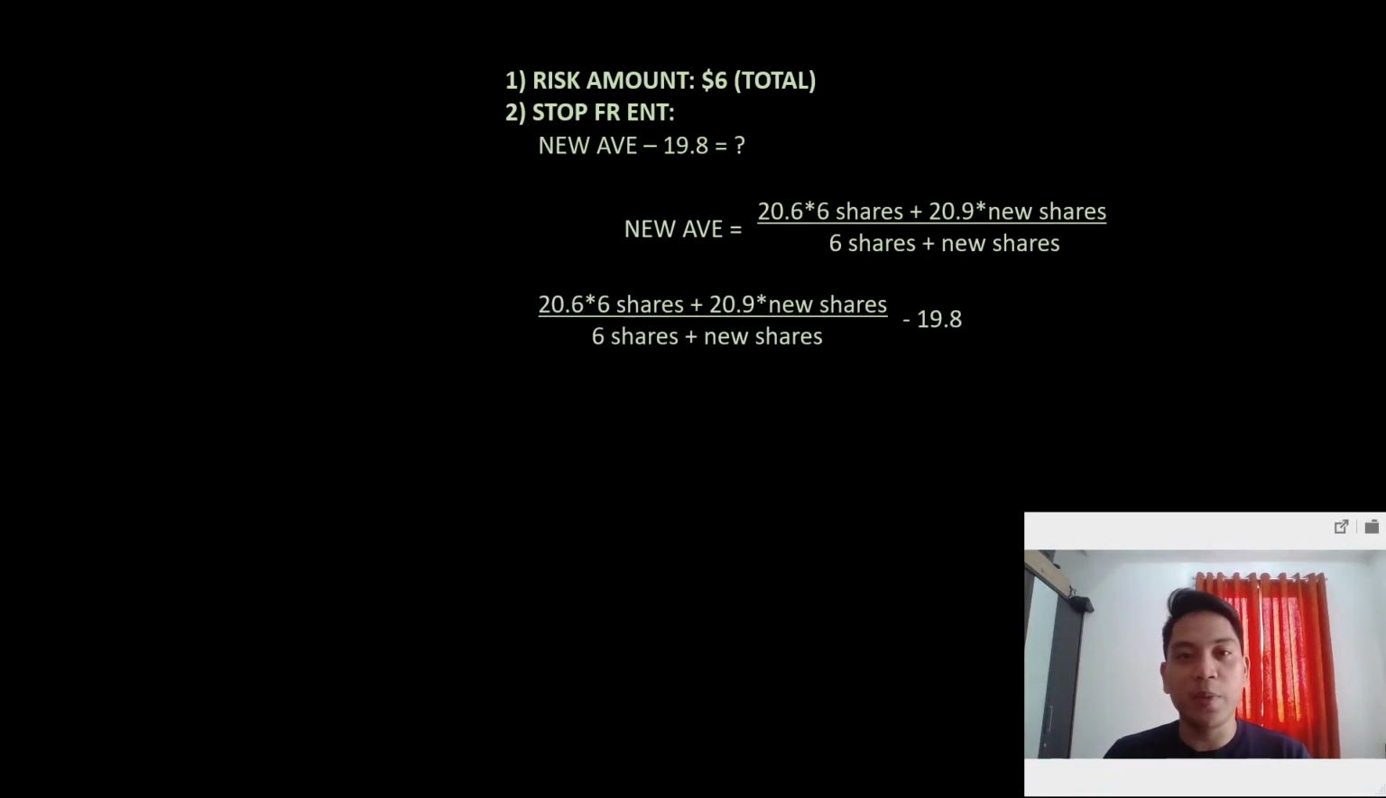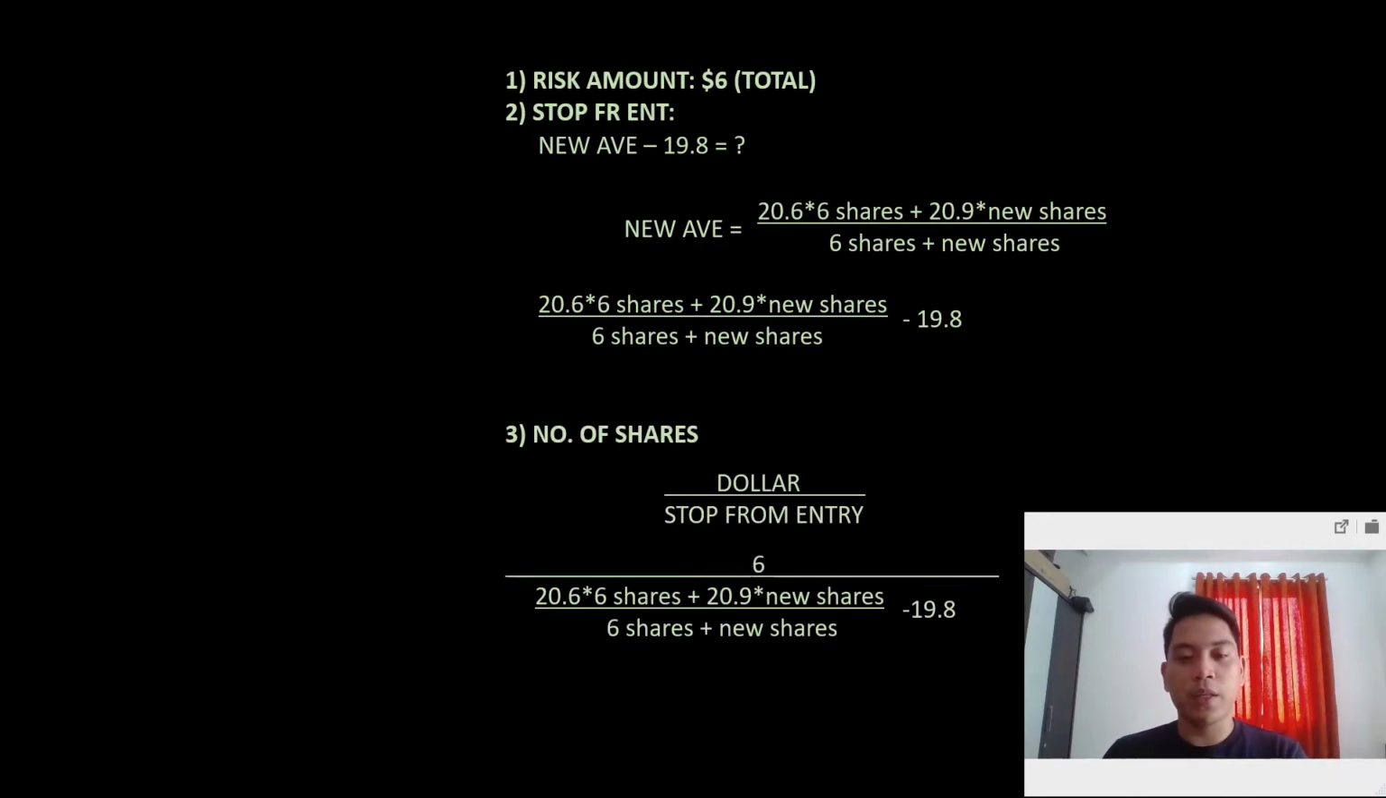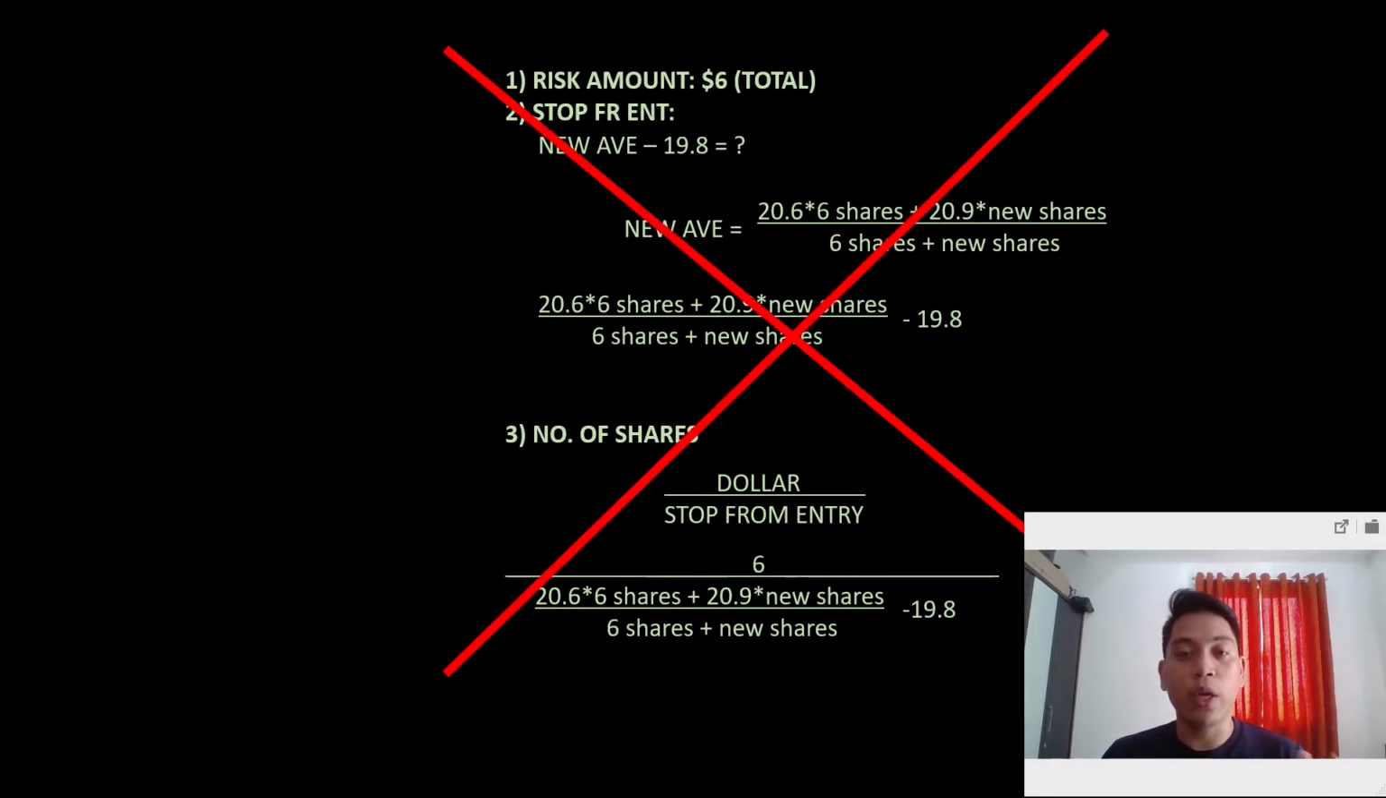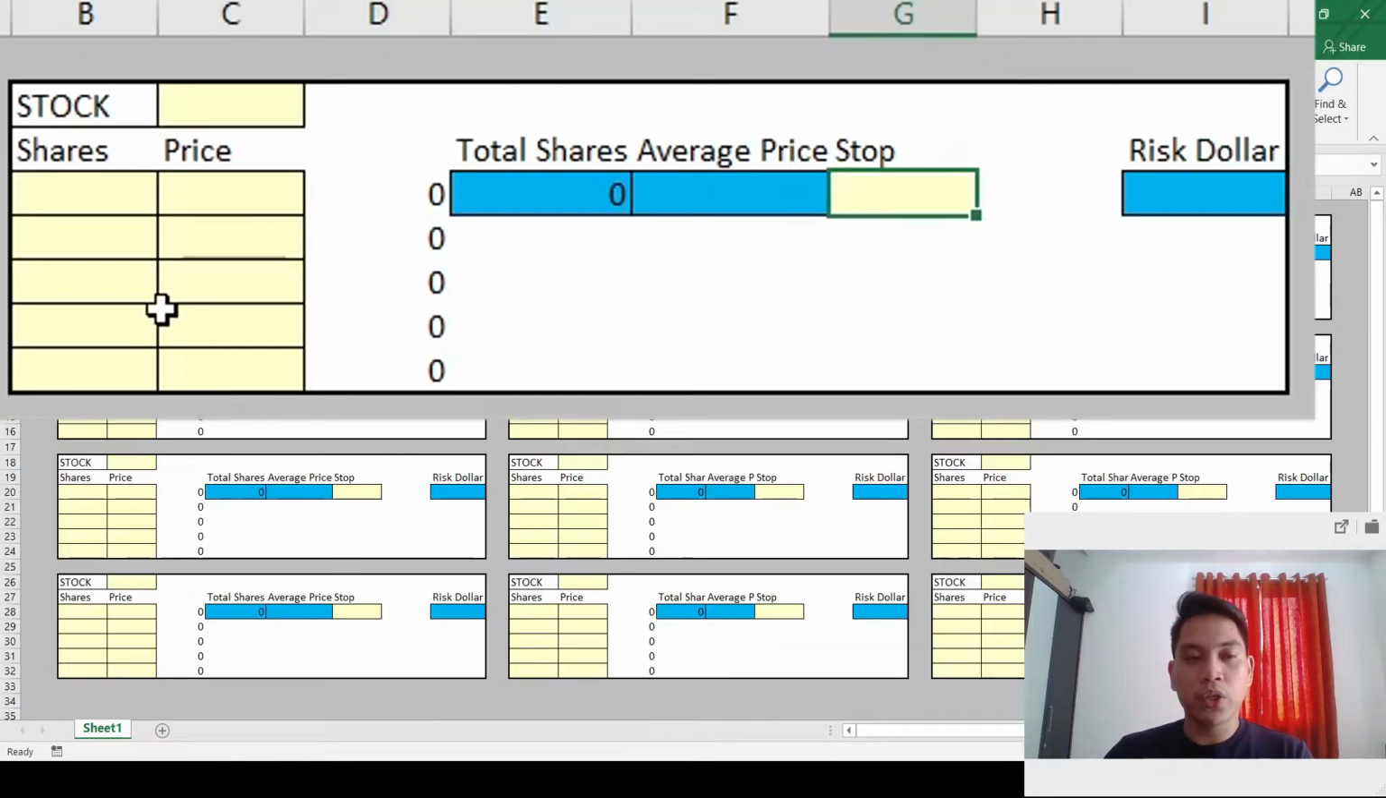It's getting a little bit crazier right here, but bear with me. Then we have our number of shares, $1 over stop from entry. So substituting all of this, we get a somewhat complicated equation, so we don't like that. What I do is I made an Excel sheet to help me figure out this question. So I'm gonna show you the Excel sheet that I always use when I trade.